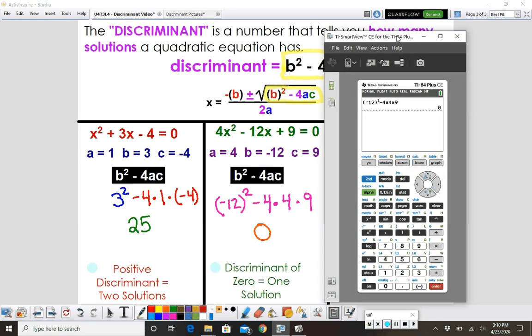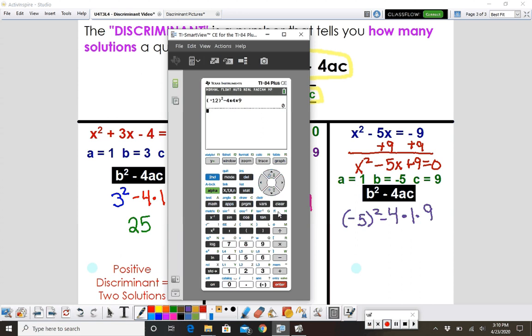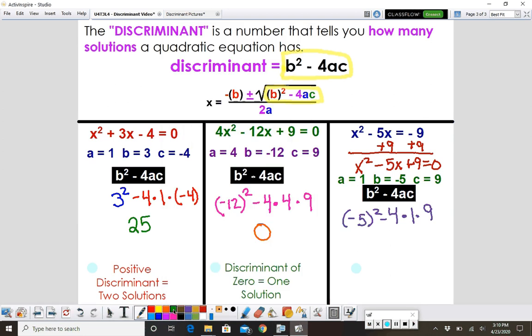So when I plug this into my calculator, we're going to put our negative 5 in parentheses, so negative 5 squared minus 4 times 1 times 9. When we do this, we get a negative value. Okay? If you get a negative value, negative 11, that means there are going to be no solutions. Your discriminant is negative. It means there's going to be no solutions.